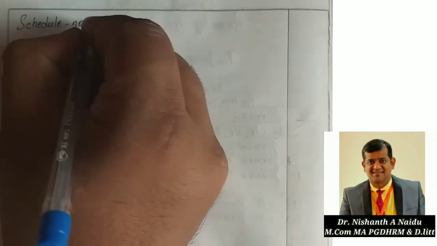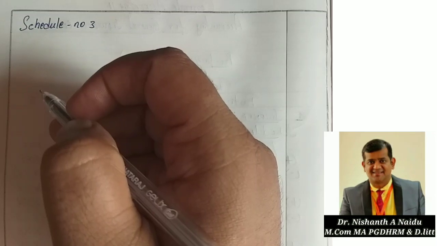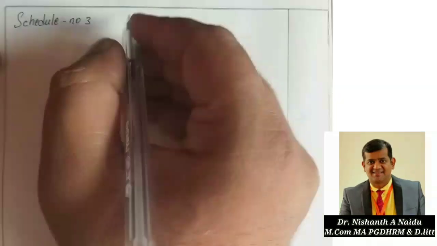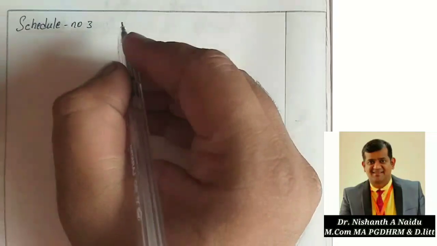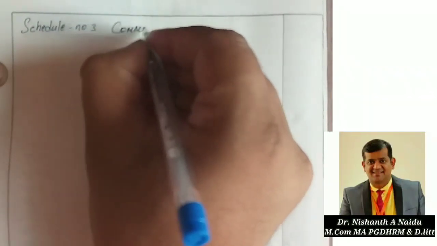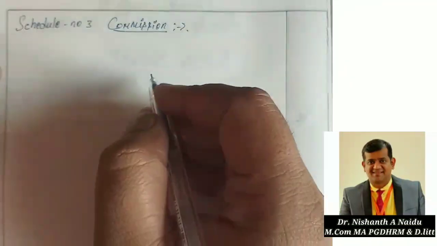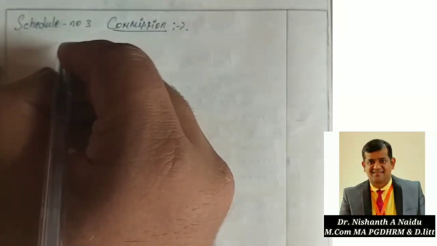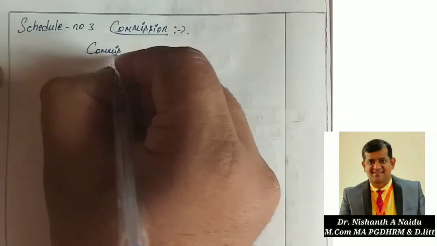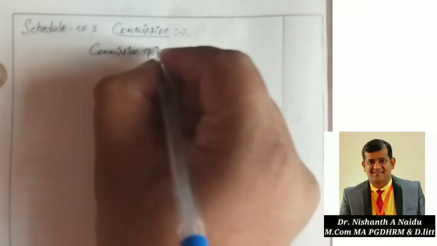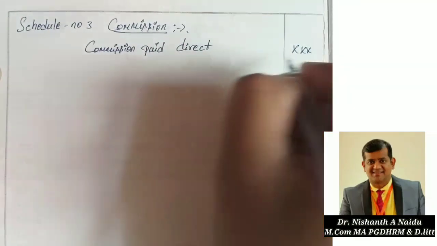So next is schedules. Schedule number 3. See, in an insurance company, the common things: one is premium, second one claims, and third one commission. Correct? Third one commission. Schedule number 3 speaks about commission. So first thing you are going to write is commission paid, direct commission. Okay, so write triple X.